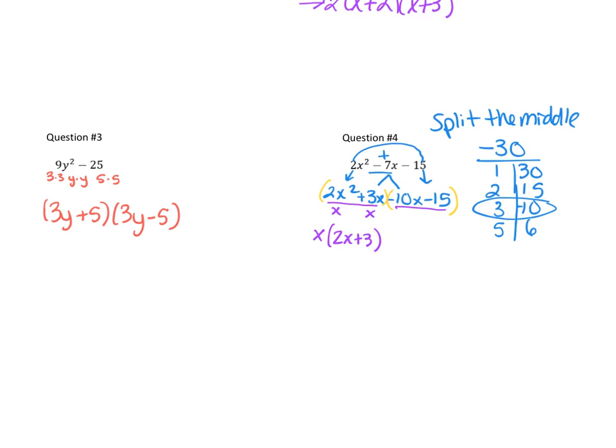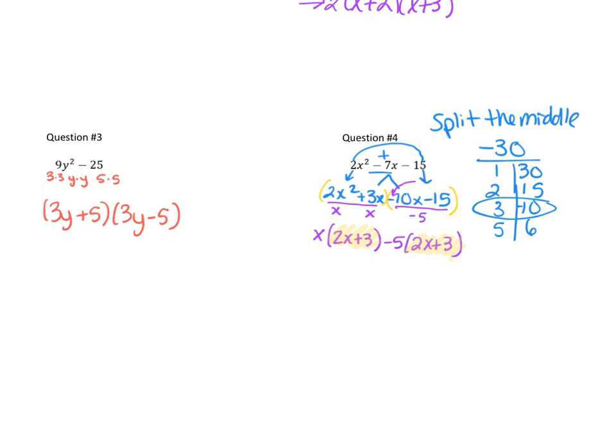For the second pair, my GCF is going to be a negative 5. And I know it's negative because this leader was negative. So I'm going to take out a negative 5, and I'll be left with 2x plus 3. Now I know I did it right because what's in my parentheses is the same.